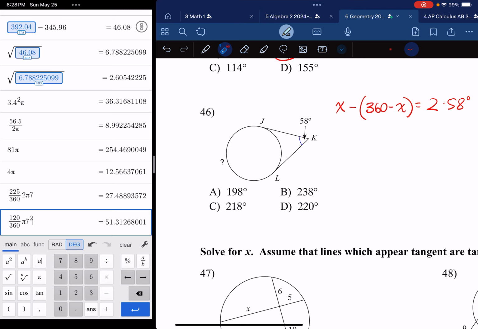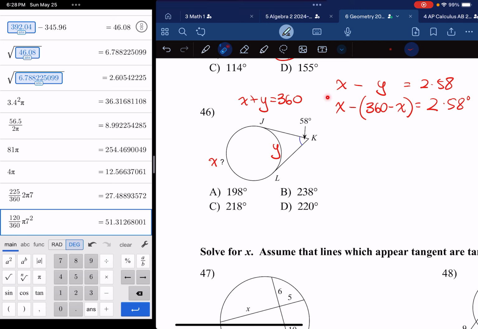Maybe other people make two equations, and they'll say, ah, yes, well, I happen to know that if this length right here is x, then x plus, I don't know, you call this one y, x plus y is equal to 360. And they also know that x minus y is equal to 2 times 58.